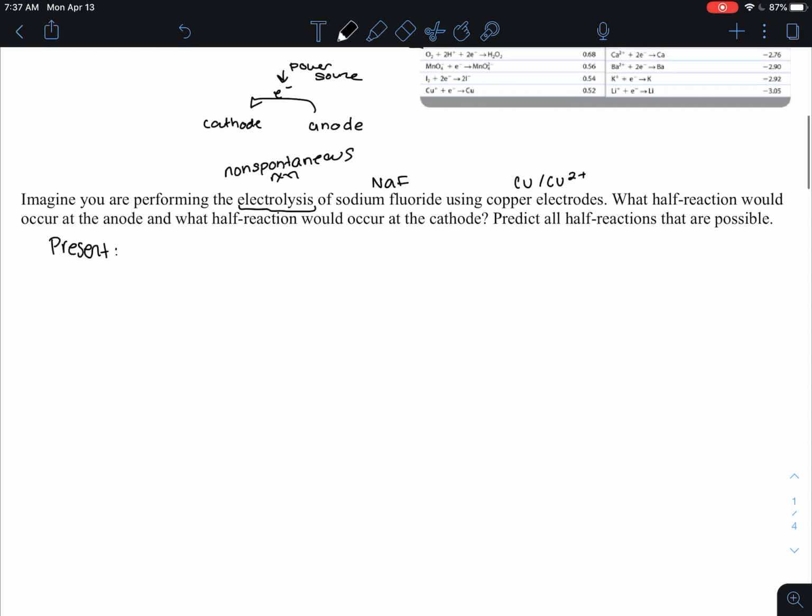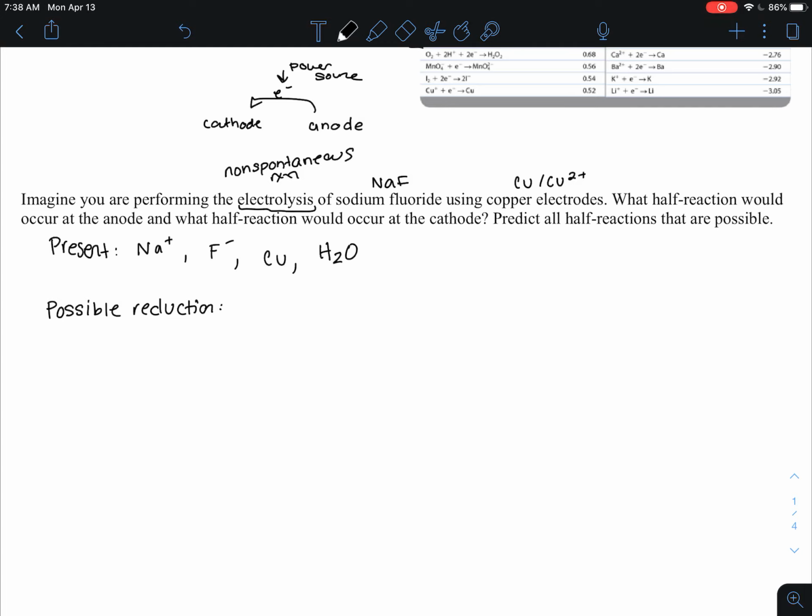Because sodium fluoride is an aqueous substance, this only happens in water. So let's first write down what's actually present. I have my sodium ion. I have my fluorine ion. I have my copper electrode. And I have water. So all of these can contribute to either oxidation or reduction or both. So what you want to do is write out everything that you possibly could have and then figure out which is the best, meaning which would exist at the cathode or the anode.